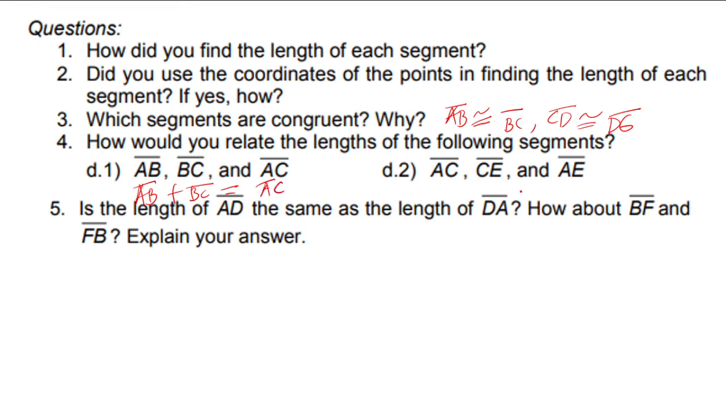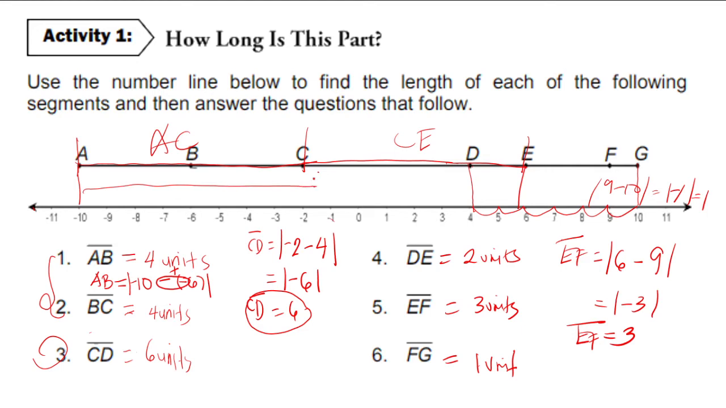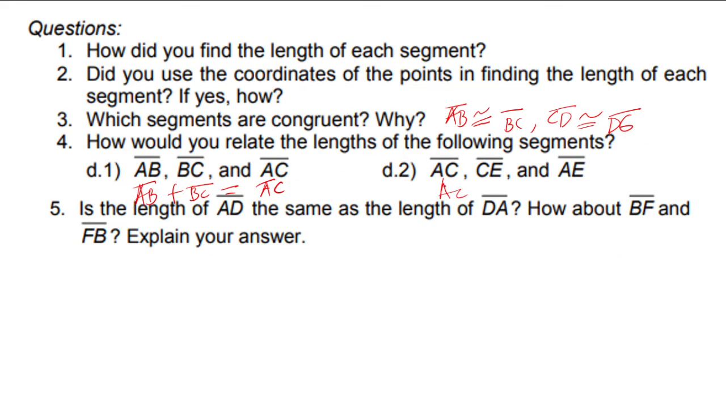How about AC, CE, and AE? So, AC. What is AC? We also have CE and AE. So how will we relate the relationship of these three segments? So AE is equal to AC plus CE. So AC plus CE is equal to AE.